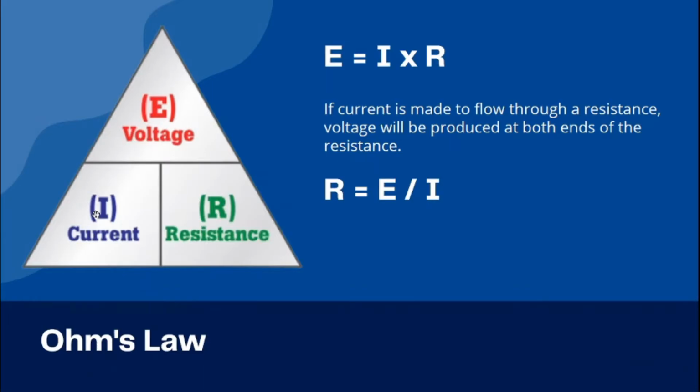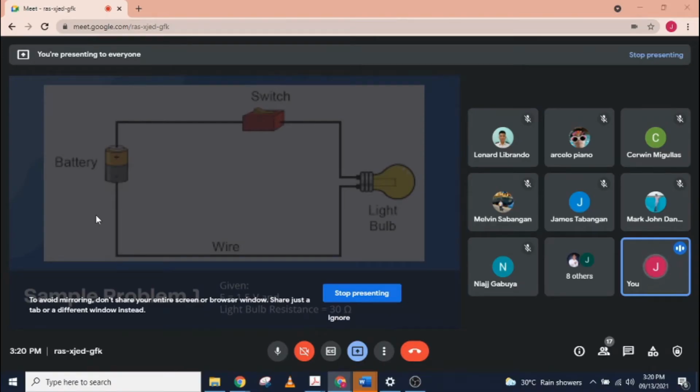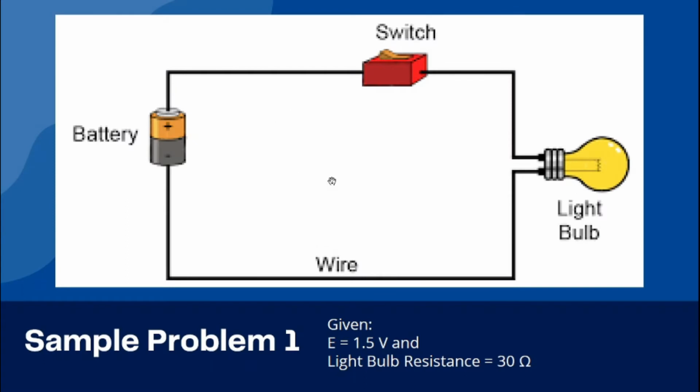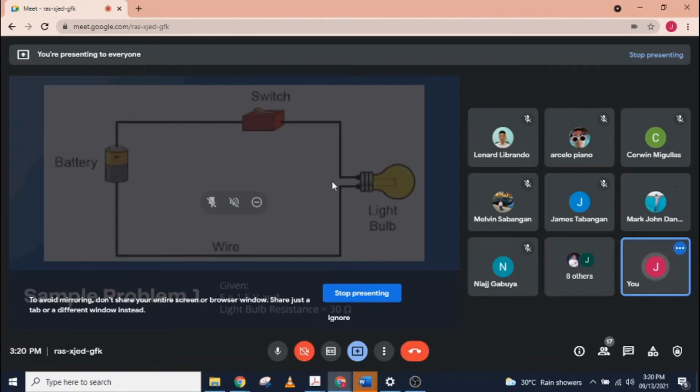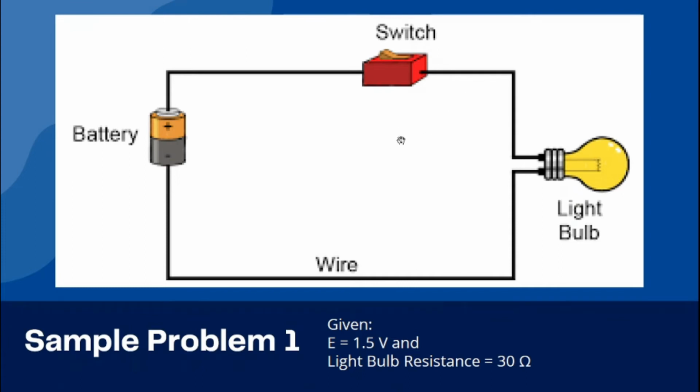Now, mas maintindihan nyo to class through an example. We have this sample problem. So in this problem, we have this diagram. What do we call this diagram, class? Based on our previous discussion. Sir. This is a Pictorial diagram. So pwede din sabihin natin, this is a wiring diagram. Pwede din. Okay? Now, using our idea kanina na natutunan about Ohm's law, we have here a given. Okay, dito sa ilalim. Sabi dito, given E is equal to 1.5 volts. And light bulb resistance equals 30 ohms.